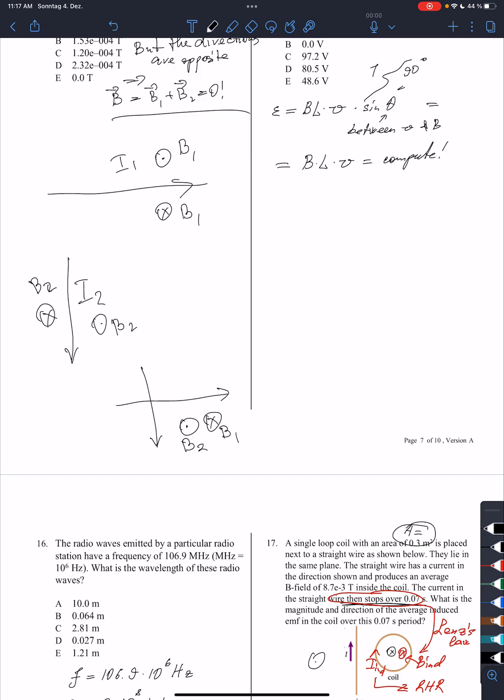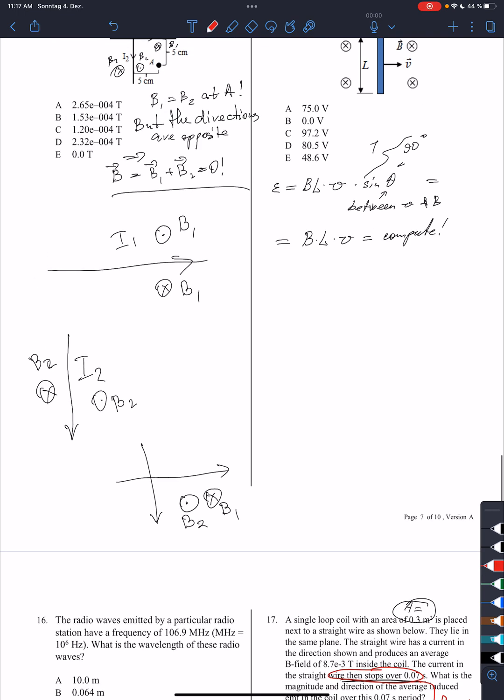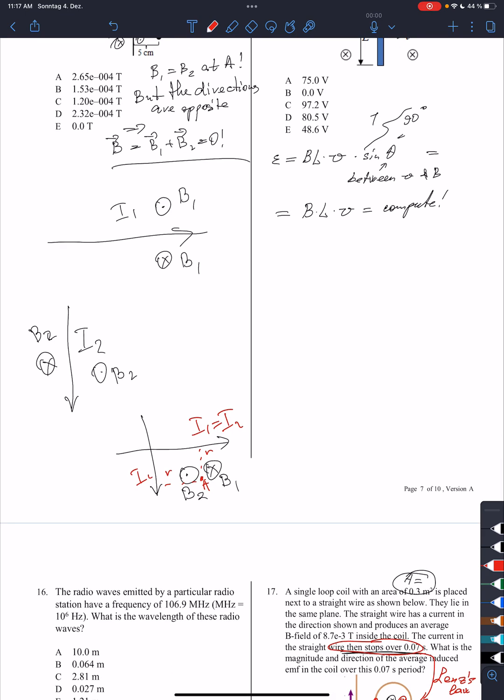Very good. So now we need to find this total magnetic field. The distance is r away, so this distance is r, and this is the same distance r. We know that I1 in terms of magnitude equals I2. Therefore the magnetic fields at that point A, where we need to find this, are the same in magnitude.